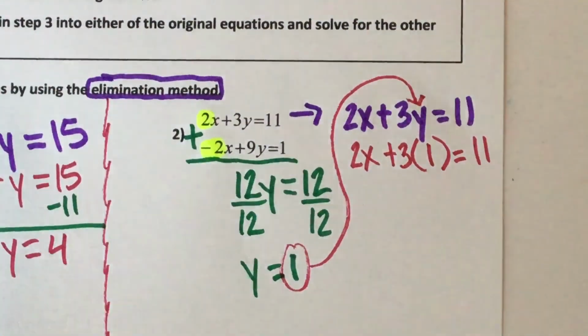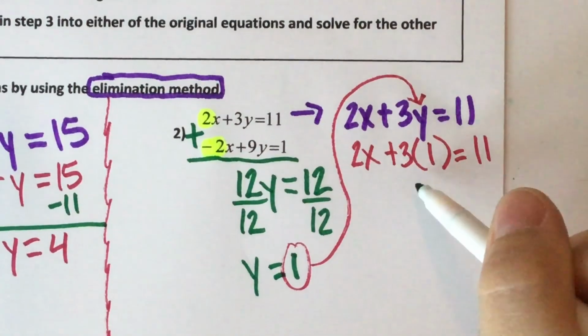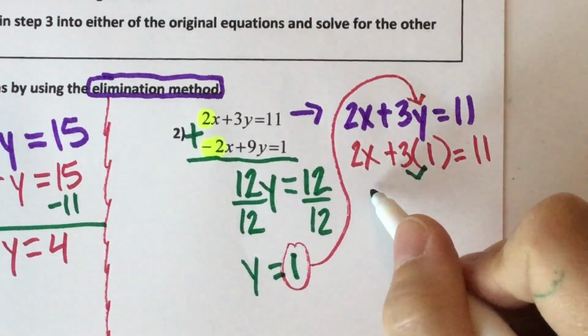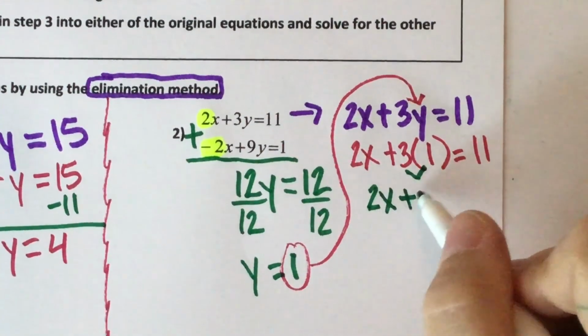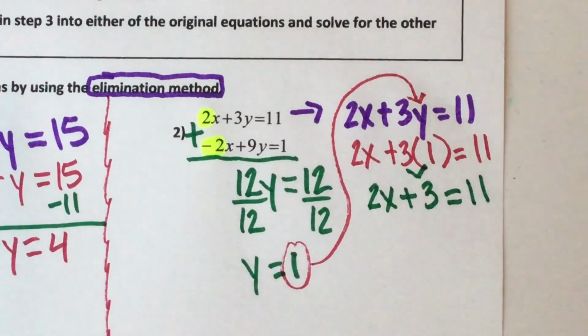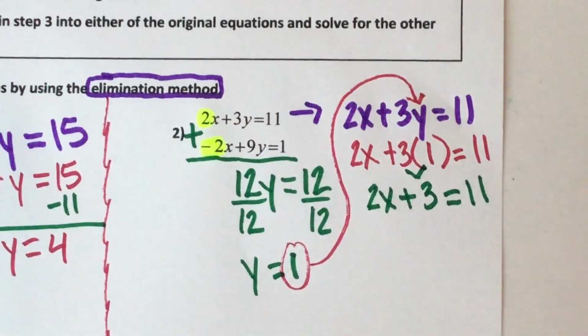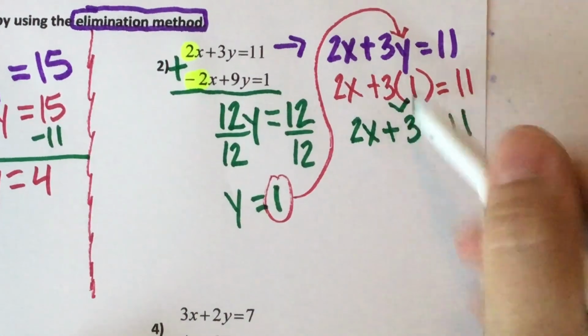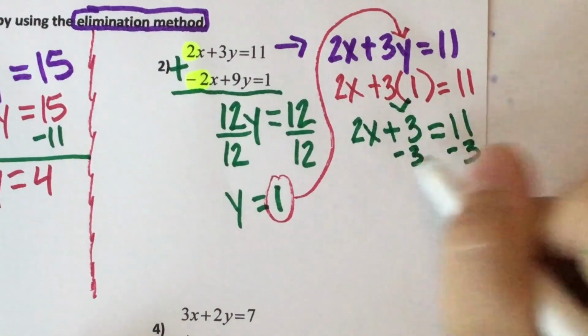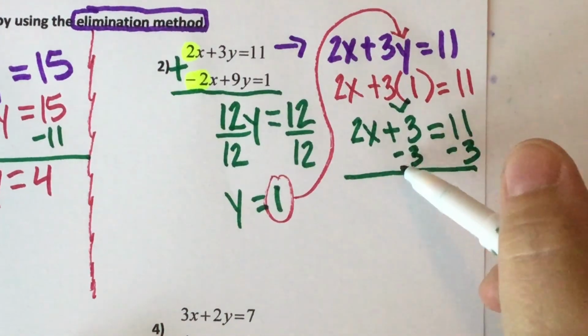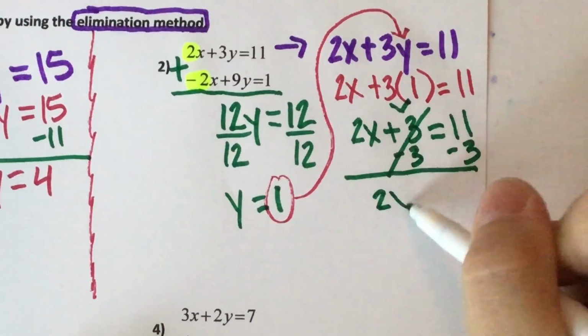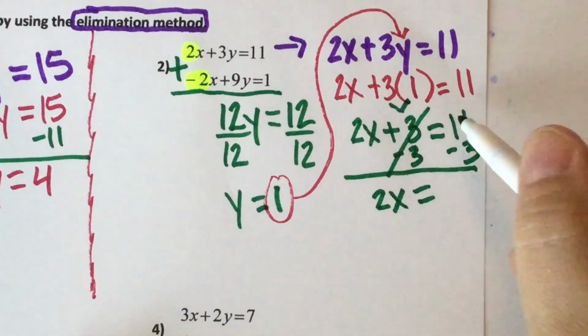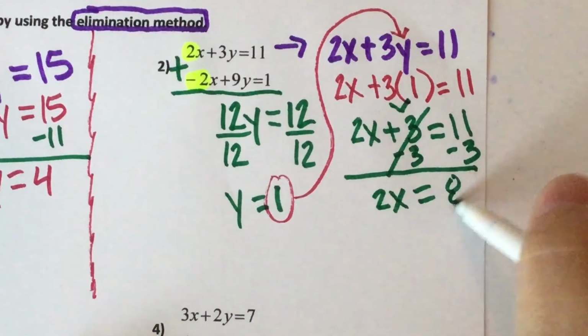Now we're going to work on solving this equation. So 3 times 1 makes 3. So I've got 2x plus 3 equals 11. And now to get x by itself, I'm going to get rid of the addition of 3 by subtracting it. 3 minus 3 is 0. Shoop. Drop down your 2x. Drop down your equals. 11 minus 3 makes 8.